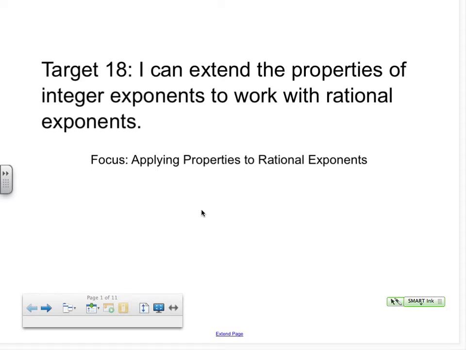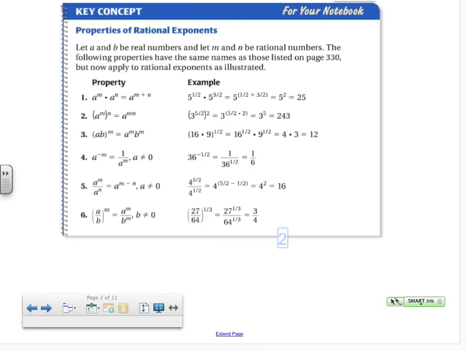Algebra 2, target 18. I can extend the properties of integer exponents to work with rational exponents. Today our focus is going to be applying the properties of exponents to rational exponents. And again, rational means we've got fractional exponents. So let's just quickly review these properties. And for a more in-depth review, see target 10.